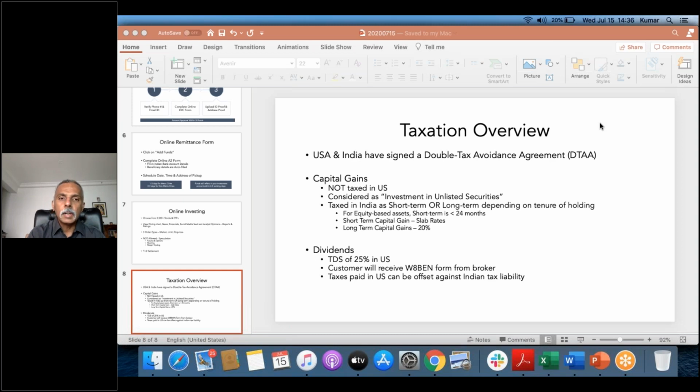They also are registered with FINRA and SIPC, which is the insurance agency provided by the US government, which means that in terms of security, tomorrow, if anything happens to this broker dealer, the US government has insured your account for $500,000.